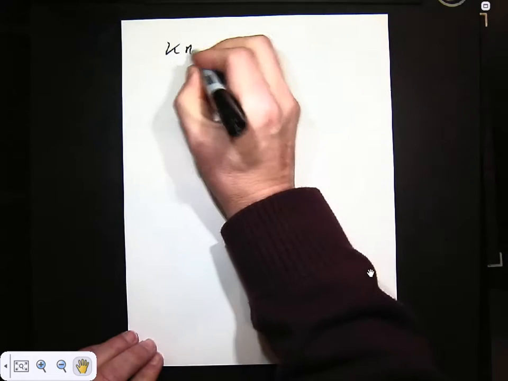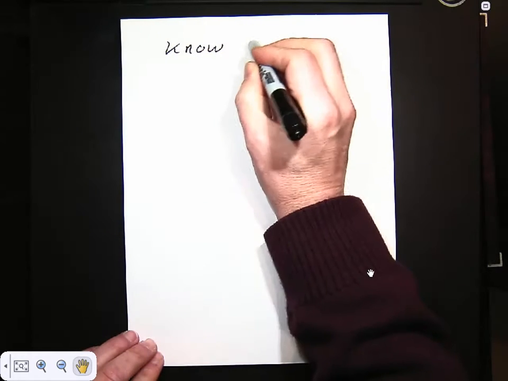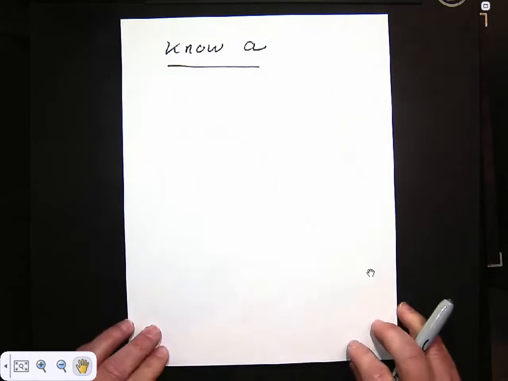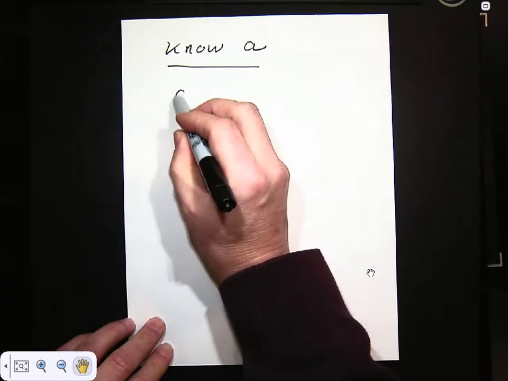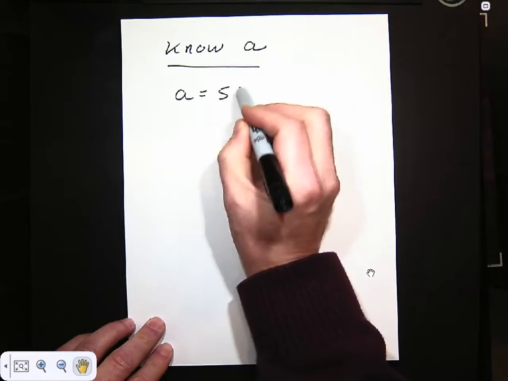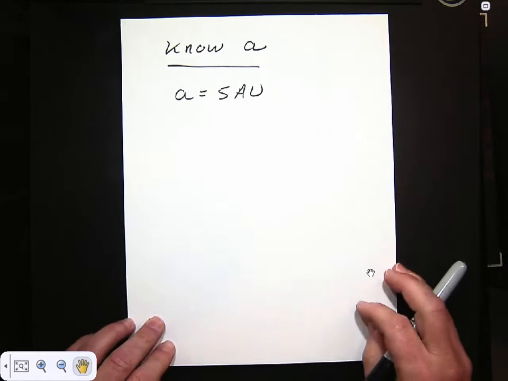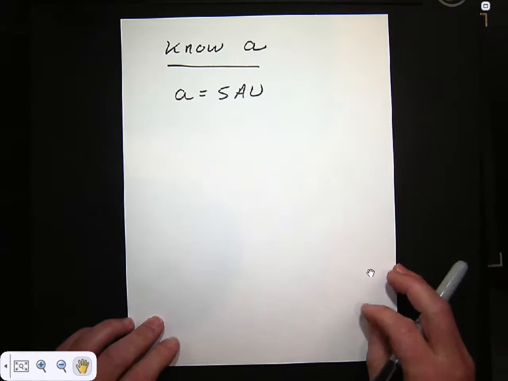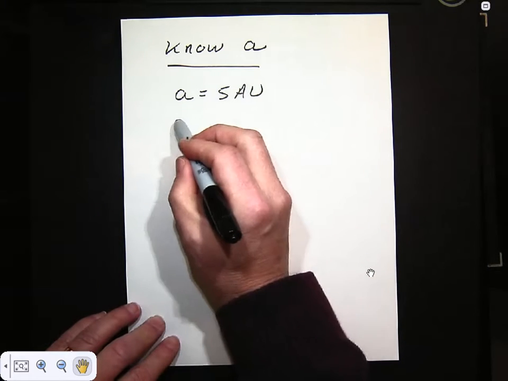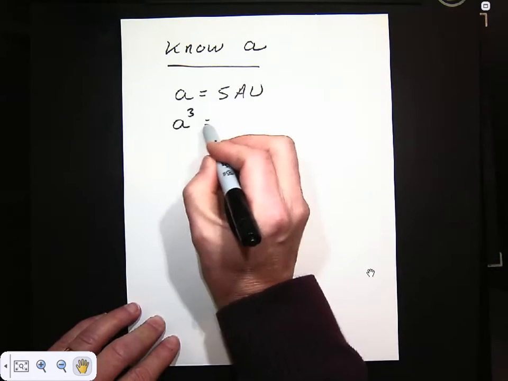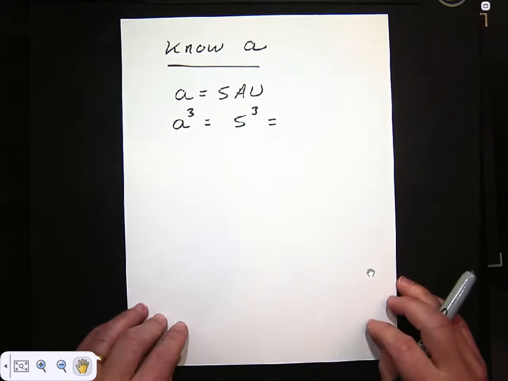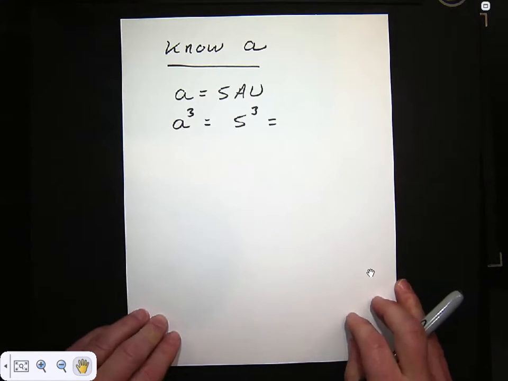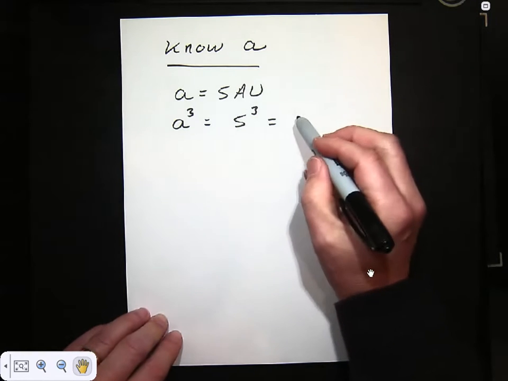Let's try another one. This time, the known is going to be the semi-major axis, and we want to find the period. Suppose that the semi-major axis is equal to 5 astronomical units. The question is, what's the period? The rule is P squared equals A cubed. We're going to have to cube A. That's 5 cubed, which is 5 times 5 times 5. 5 times 5 is 25, and 5 quarters makes a buck and a quarter. So that's 125.